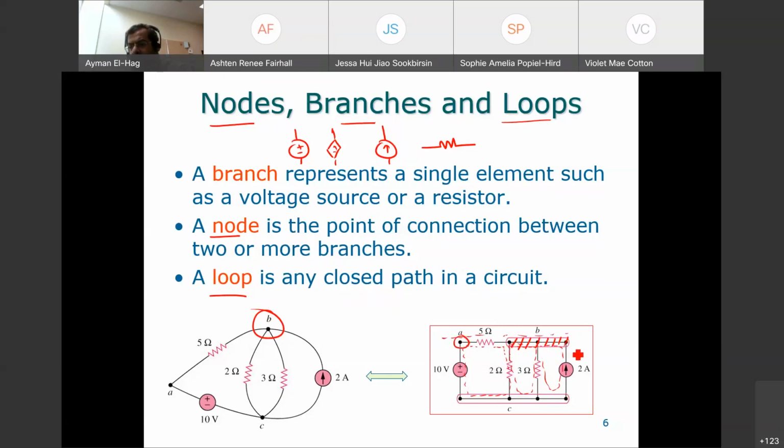So any closed path, so it could be one loop or a combination of loops within that big loop, is considered as a loop. So keep this in mind. What is a branch? What is a node? What is a loop? This is very, very important when you analyze your circuit.